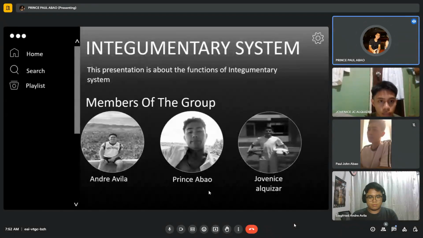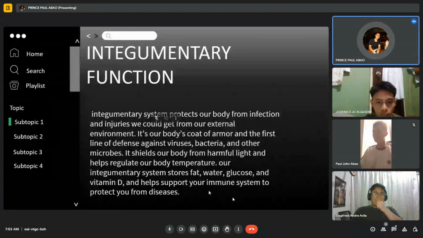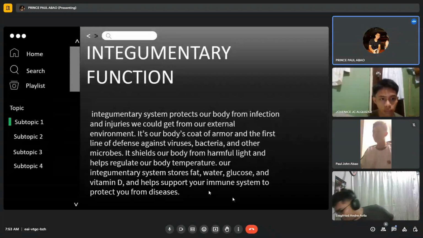So, integumentary function. The integumentary system protects our body from infection and injuries we could get from our external environment. It's our body's coat of armor and the first line of defense against viruses, bacteria, and other microbes. It shields our body from harmful light and helps regulate our body temperature. Our integumentary system stores fat, water, glucose, and vitamin D, and helps support our immune system to protect us from diseases. So first is protection.